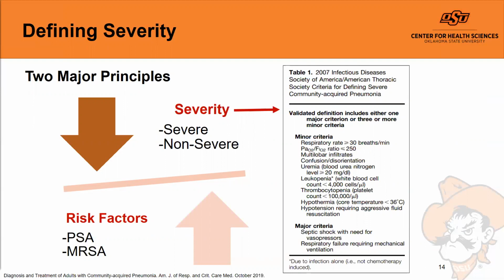In order to be considered severe, the patient must meet either one major criterion, which is at the bottom and consists of septic shock with the need of vasopressors or respiratory failure requiring mechanical ventilation, or they must meet 3 or more minor criteria, which are listed above that. So why is this important? This is important for not only your approach to treatment consideration, but also whether or not your patient should be treated outpatient versus inpatient, as we've stated before.